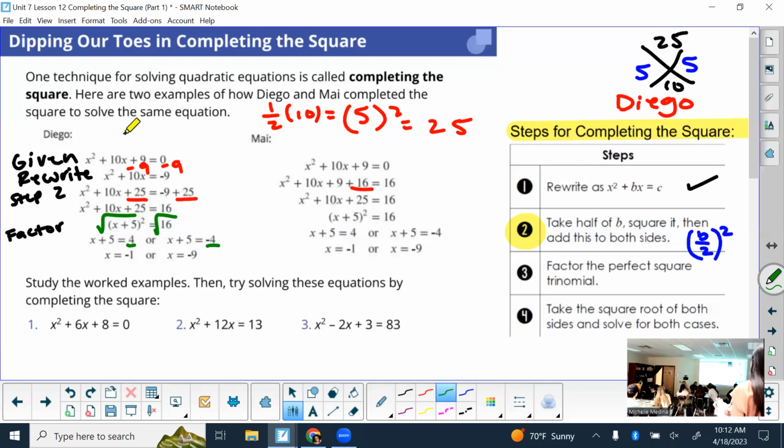Any questions? All right, May, she did get the same answer, but again, I can't for the life of me think how she knew to get 16, like to add 16 to both sides. So I'm just not really gonna worry about May's option. If it makes sense to you, great. But you wanna have a perfect square trinomial to then factor it. Questions on that?